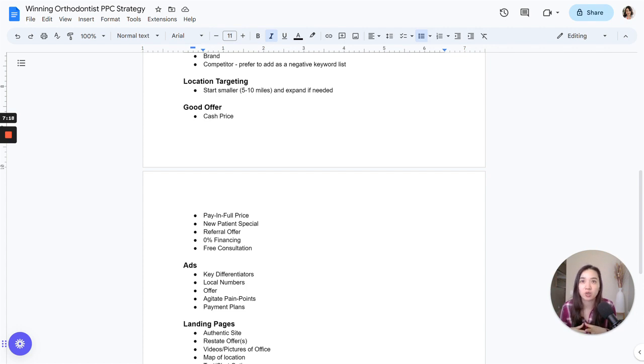And especially if you are in a very competitive area, there's only so far that your budget can take you. So instead of trying to cast a wide net, I would say try to start smaller, and then once you have more budget, you can try to open it up some more. So that's a good strategy for the geolocation targeting.